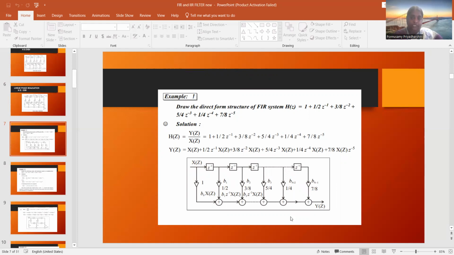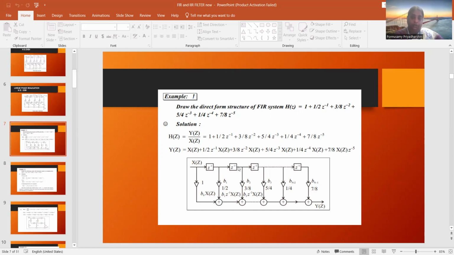Always, whenever we are drawing the diagram, we have to start from the input and it has to end at the output. The first is going to be X of z, and then it has the delay unit of z to the power of minus 1, and it has to be multiplied with the corresponding multiplier 1 by 2. So 1 by 2 z to the power of minus 1 will come to the adder. And again in this adder, I will have this X of z also. So X of z will be joining here, and 1 by 2 z inverse will be joining here. So both are added together. This plus sign indicates this adder. And again the next term is z power minus 2.